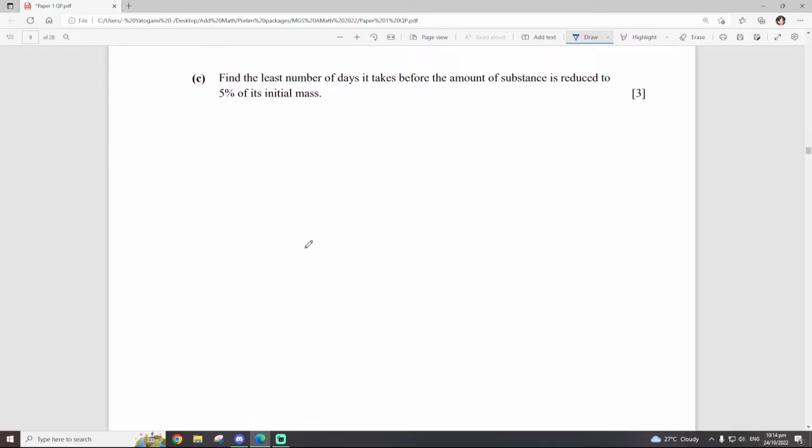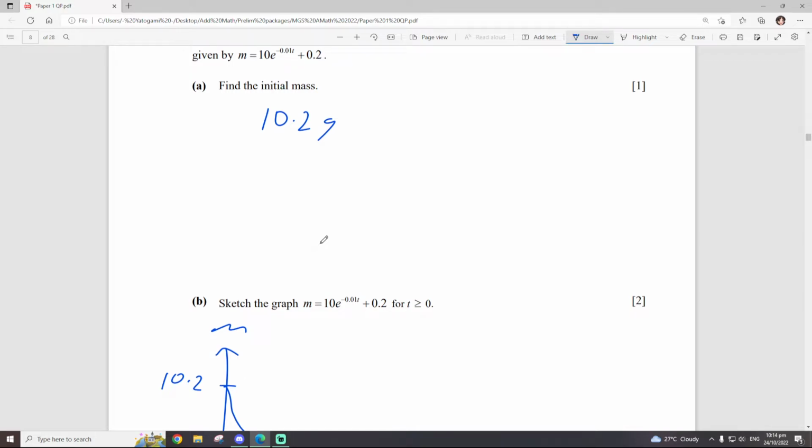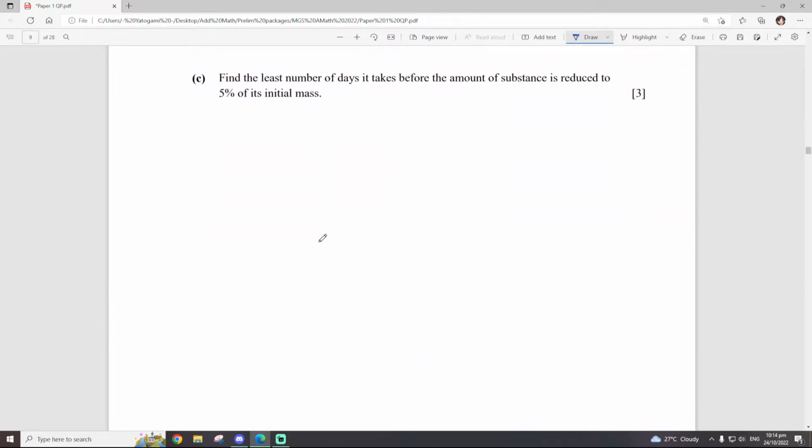Find the least number of days it takes before the substance is reduced to 5% of its initial mass. Okay, so that will be 5% of initial mass. This is 0.05 times 10.2, right?